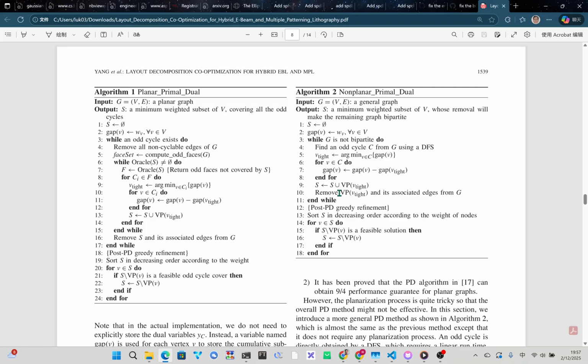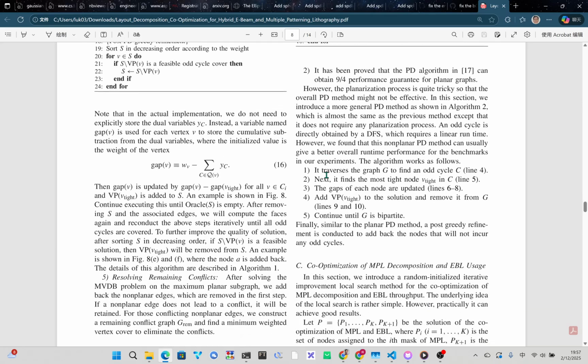So it's a greedy algorithm. It just keeps finding the cheapest conflict point, deleting it, and moving on until the layout is clean. Exactly. It's a very calculated, greedy approach based on those weights we talked about. Now, what about the more complex systems, k greater than 2, like triple patterning? The PD method doesn't really extend to that, so what do they do?